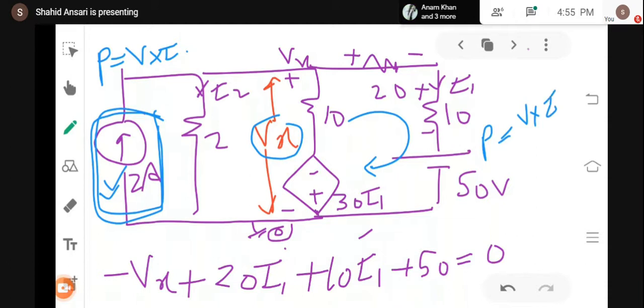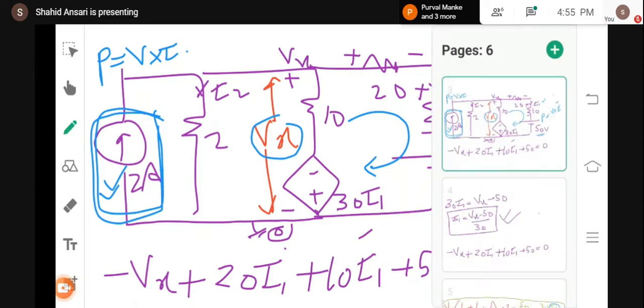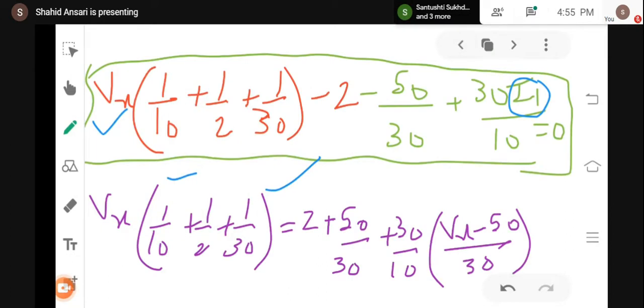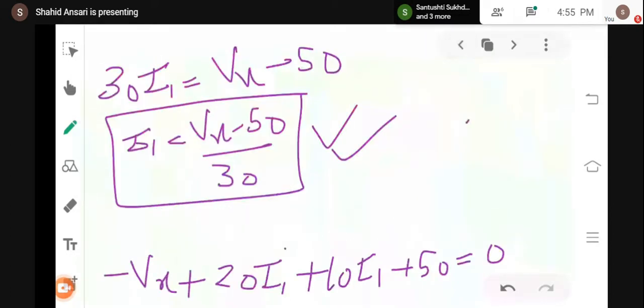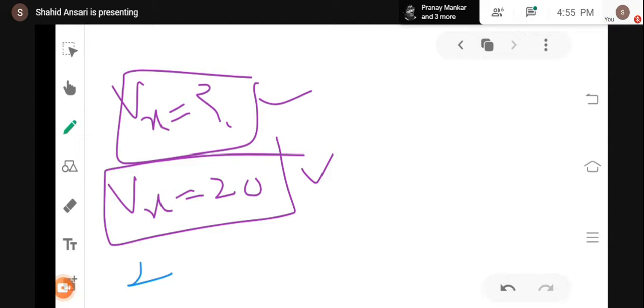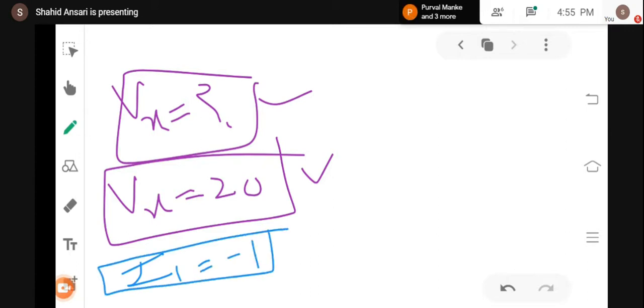Okay, V into I. What is the current? We know the voltage, 50. What is the current? Current is your I1. Again, we have I1 also. We have calculated the value of Vx. So after getting the value of Vx, we can easily find the value of I1 by putting the value of Vx over here. So let me assume a particular value. I have the answer. I1 is minus. Okay. We have Vx as well as I1.